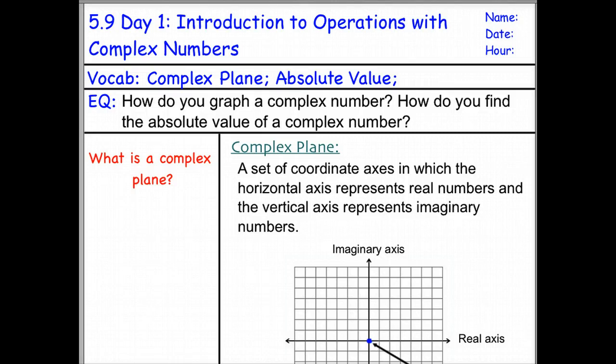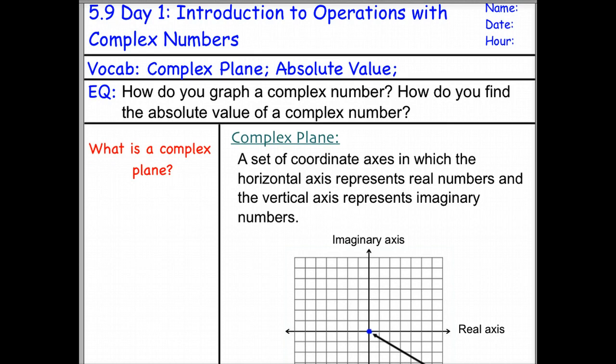There, we are starting 5.9 today with day 1. We are introducing different operations we can do with complex numbers. So today we're going to talk about the complex plane and absolute value. So you'll see that we know what a complex plane is.